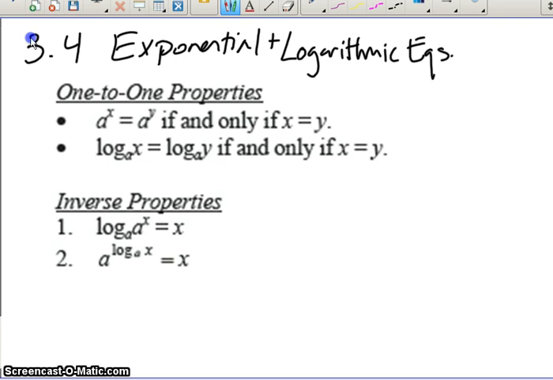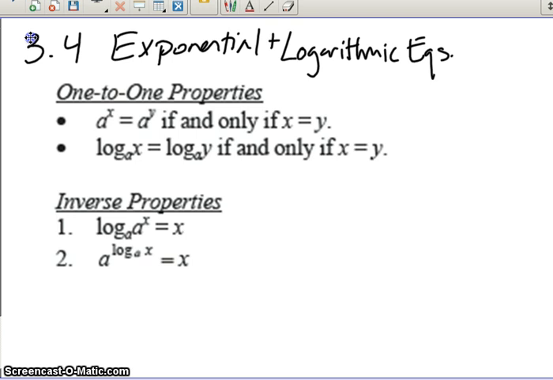Okay, so on the screen we have a couple of important properties. The first one being that if we have two exponentials with the same base, then we know that the exponents have to be the same. Same with logs. If we have log base a of x equals log base a of y, then we know that x and y have to be equal.